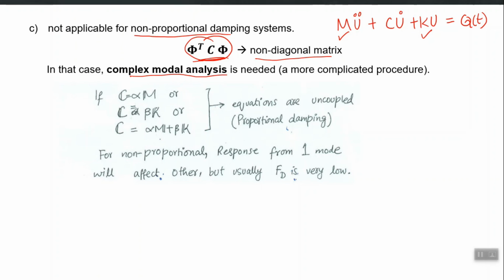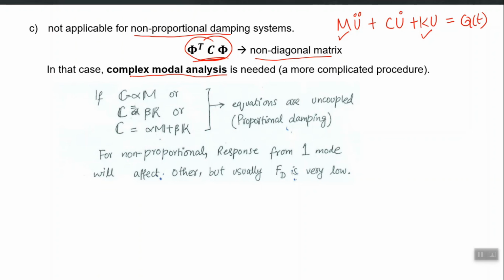ETABS has two damping models. I will explain maybe in the next class. Both of them are proportional damping models, right? So both of them actually follow this condition. Having a damping model means having a method to construct the C matrix, right? So ETABS has two methods to construct the C matrix. I'll explain them maybe in the next class.